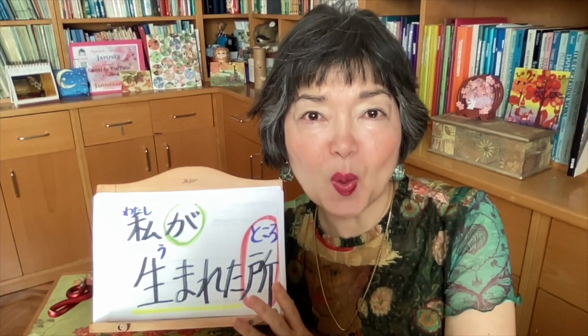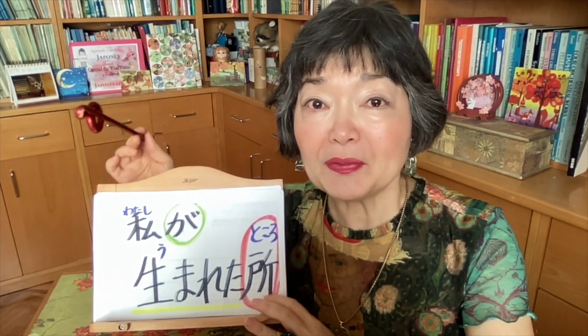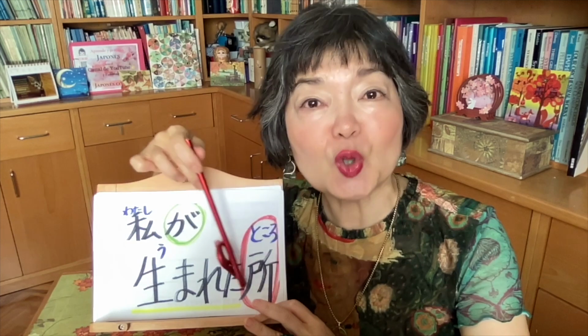Grammar video 112, the third part of the relative clause. Today we're going to see about the place. As usual, we're going to see some examples. The place where I was born. The noun that I'm going to modify is the place, ところ.